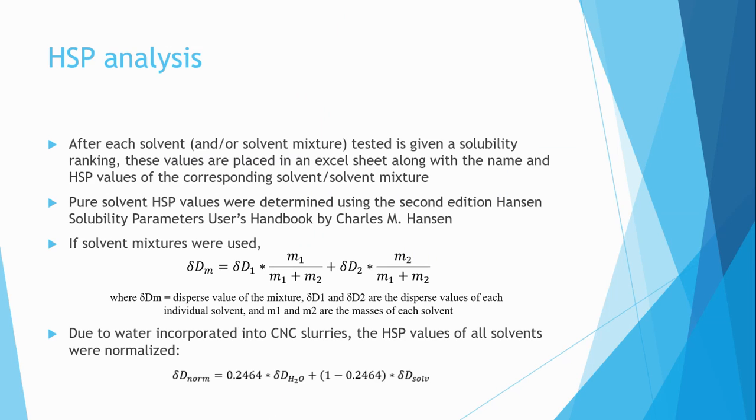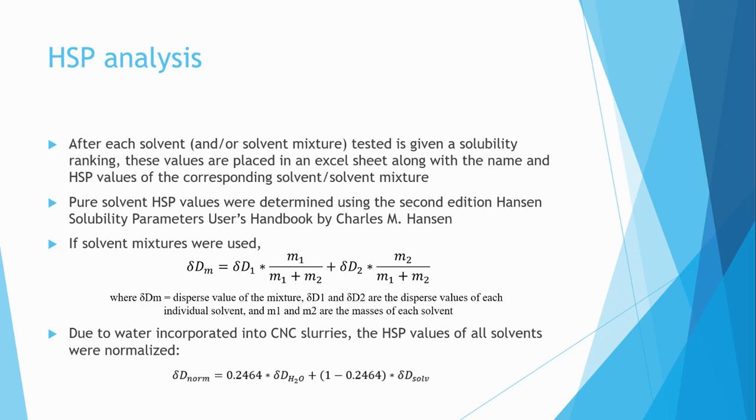Now, after giving each solvent a solubility ranking corresponding to the nanoparticle in question, these values were placed in an Excel sheet along with the name and HSP values of the corresponding solvent or solvent mixture. Again, the HSP values were determined using the second edition Hansen Solubility Parameter User's Handbook by Charles M. Hansen. Now, once a rough sphere is determined for a species, solvent mixtures are often used to test the limits of the sphere and squeeze the solvent into an optimal radius.